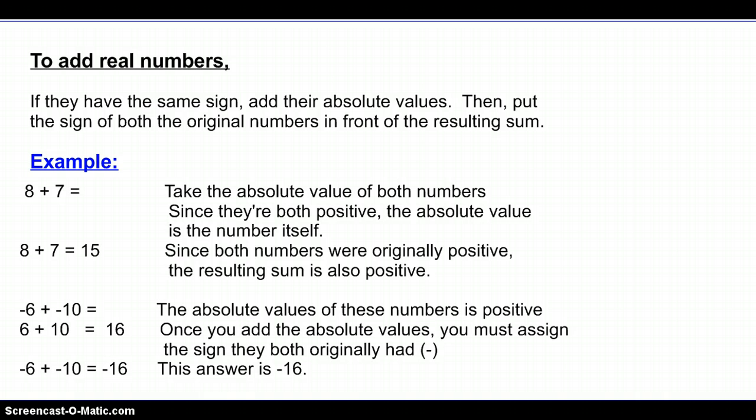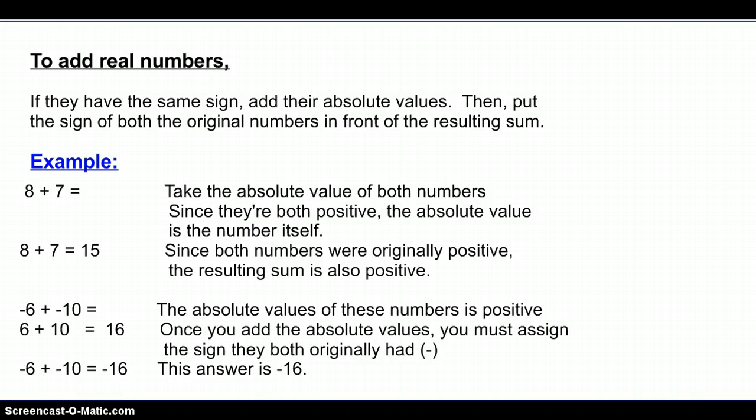value of both numbers. Since they're both positive, the absolute value is the number itself. So we're actually adding 8 and 7. We get 15, and then we have to decide what sign we put on 15, whether it's negative or positive. Since both numbers were originally positive, the resulting sum is also positive.